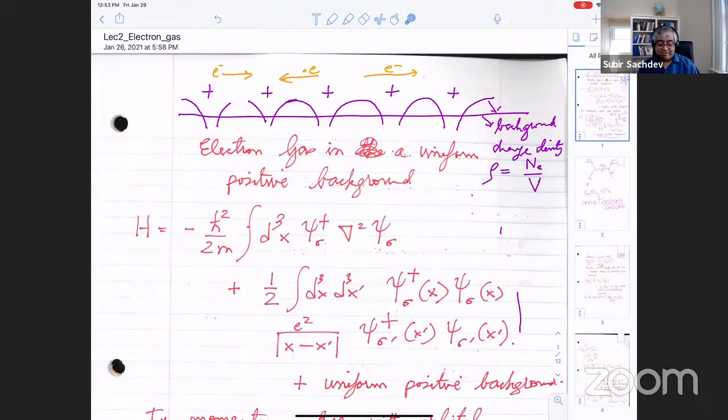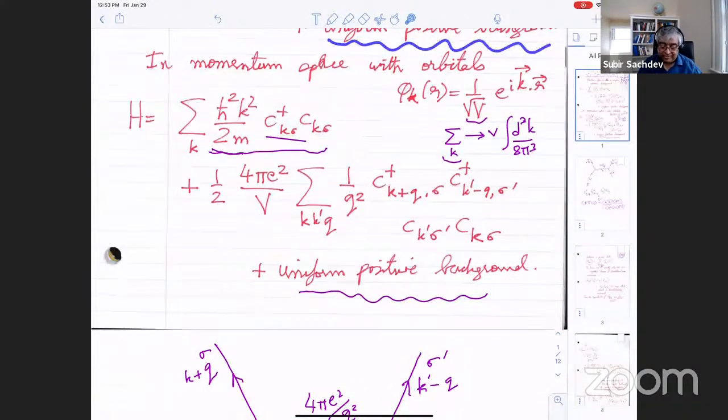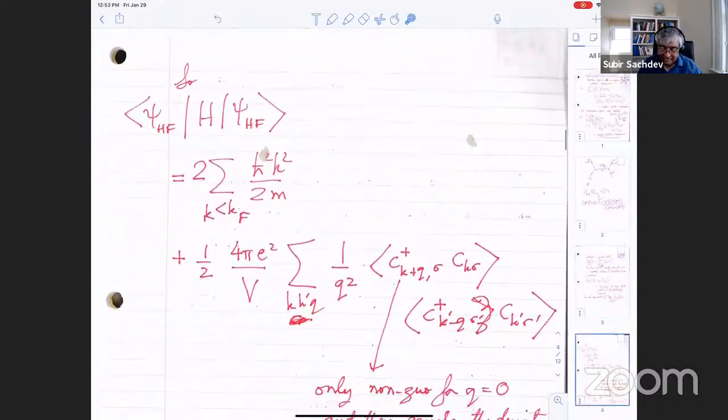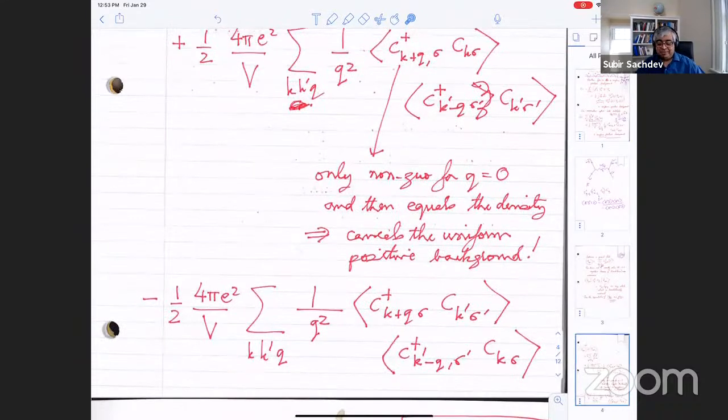So if I'm sitting somewhere at any point and I've smeared out the electrons and I've smeared out the ions, the net density at that point is 0. There is nothing. So all the terms that I didn't write out associated with the uniform positive background, this is the only place they rear their head. And they just tell me, replace this infinity by 0. That's it, because the smooth density of electrons is just canceled by the smooth density of the ions.